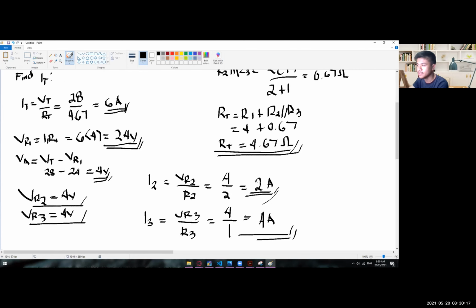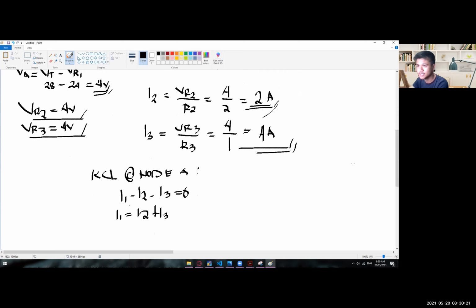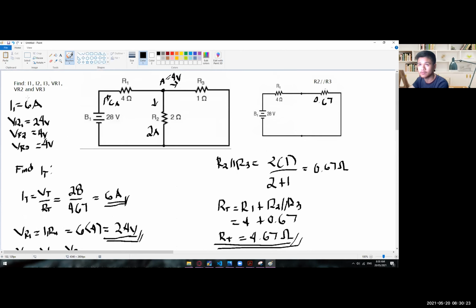Okay, so I2 is 2 amps and then I3 is 4 amps. So 2 plus 4 is 6, which is equal to our I1 or I total. So there you go.